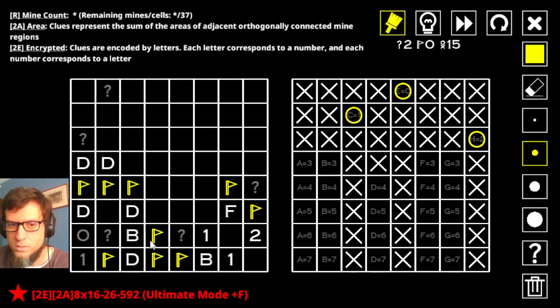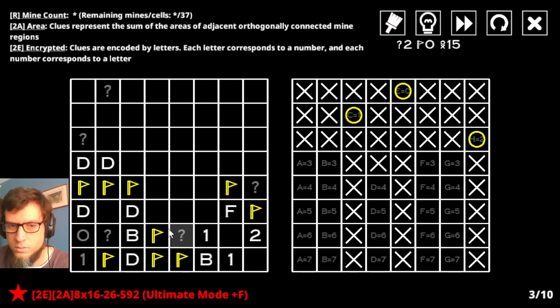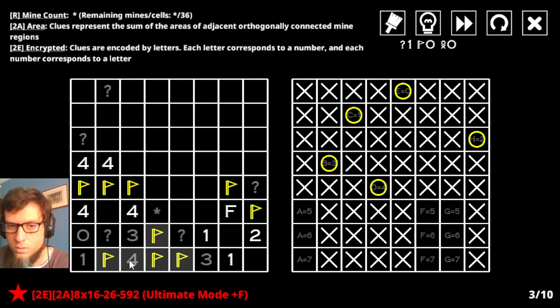So for example, since we know these chains are not allowed to connect to each other, if this is a mine, that would give something either outside of the influence of that other D, this chain, or those chains would have to connect. And none of those things are allowed, so that cannot be a mine. And that forces the B to be 3, and therefore the D to be 4.